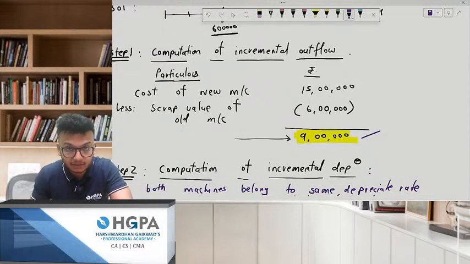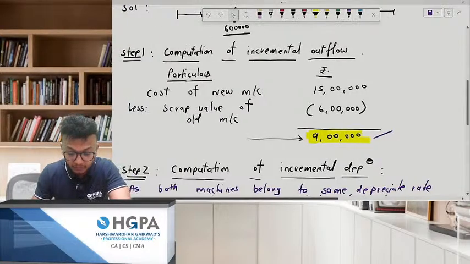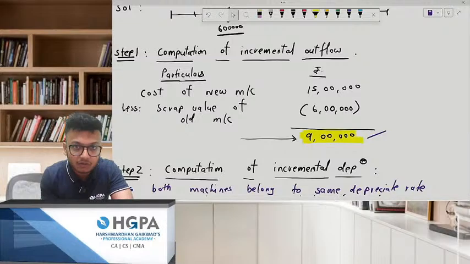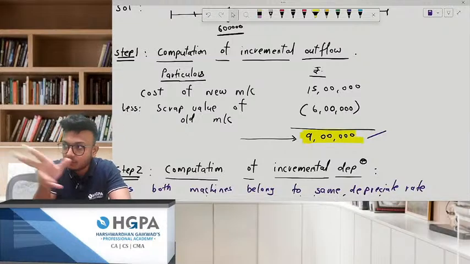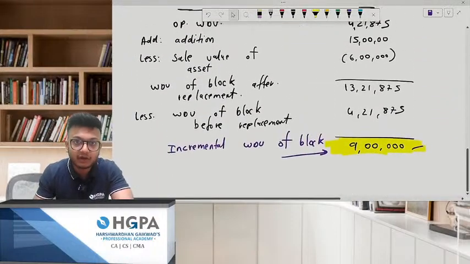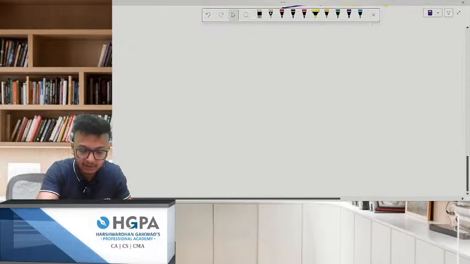If a replacement question is asked, and if both the machines belong to the same block of asset, this is what you need to do. You can compute the depreciation directly on this 9 lakh only. And that is the exact value which is remaining in your block, no? The new is coming, the old is going out. Finish. That is exactly the figure which will come. So instead of doing all of this stuff, you can write the shortcut method. Please write down.